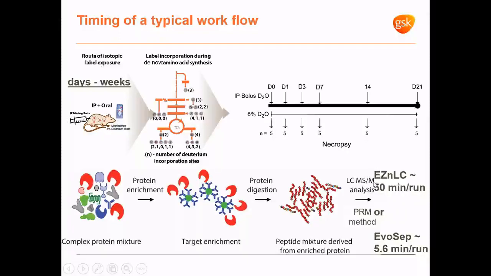Now, if we were to use the Easy Spray 1000 LC system, these runs would take approximately 50 minutes. Whereas on the Evosep, the method that was developed is a 5.6 minute method. So we get about a 10-fold decrease in time per sample analysis.